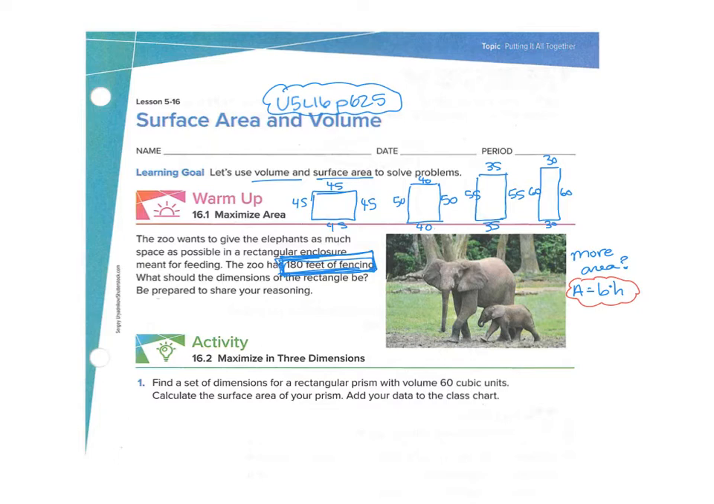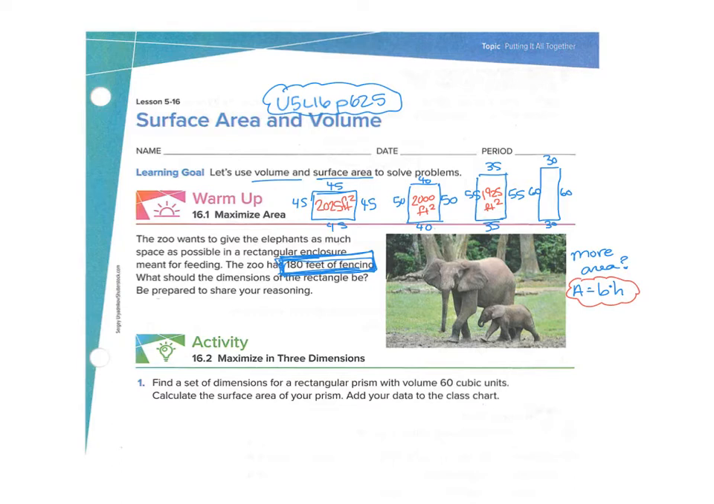A 45 by 45 rectangular enclosure would have an area of 2,025 feet squared. How about the 40 by 50? 40 times 50 is 2,000. Oh, this is actually slightly less area for my elephants to run around in. How about the 55 by 35? Well, that would actually be 1,925 feet squared inside. Well, that's even less area for my elephants to run around in.